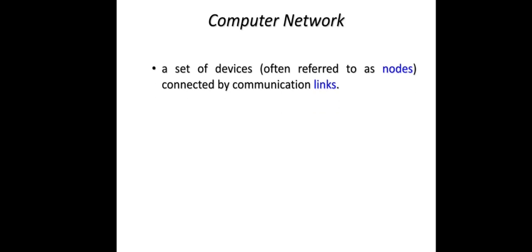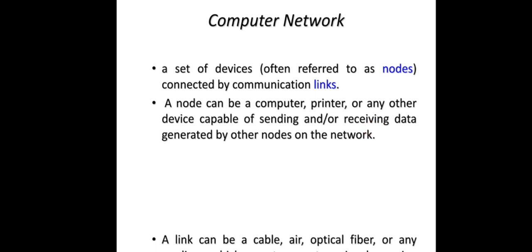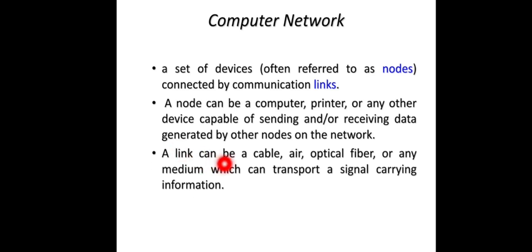So we can briefly say that a computer network is a set of devices, which are called nodes, which are interconnected by communication links. A node can be a computer, printer or any other device capable of sending and or receiving data generated by other nodes on the network. And what about the links? Links can be cable, air, optical fiber or any medium which can transport a signal carrying information. So this is a definition of a computer network.